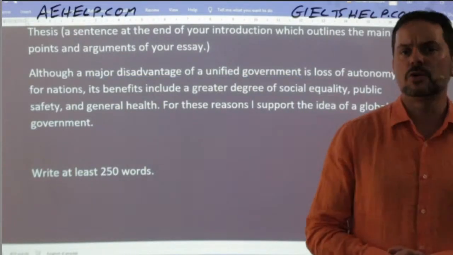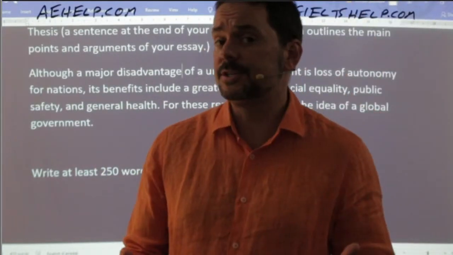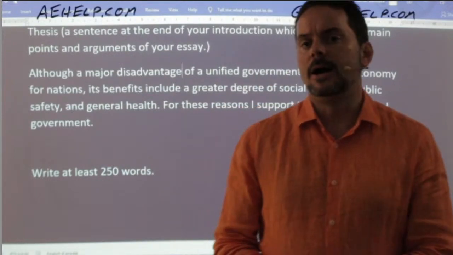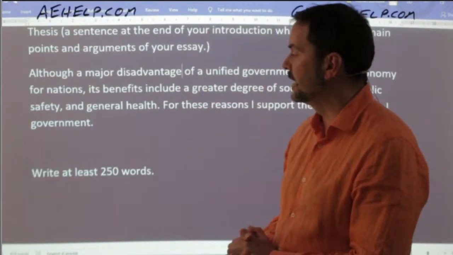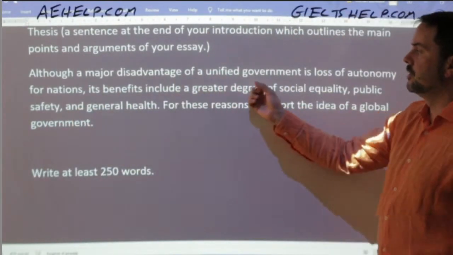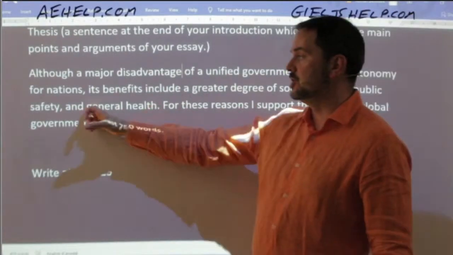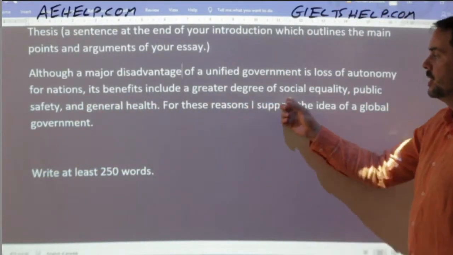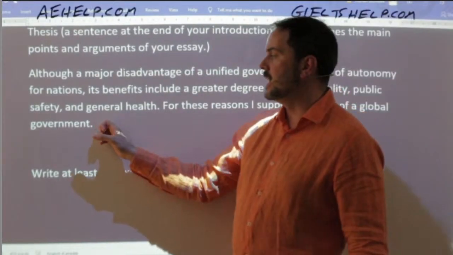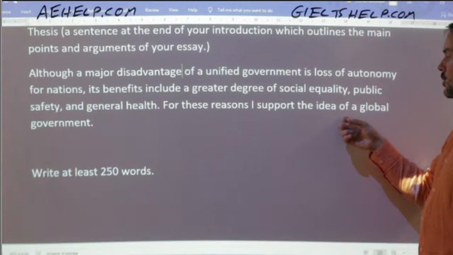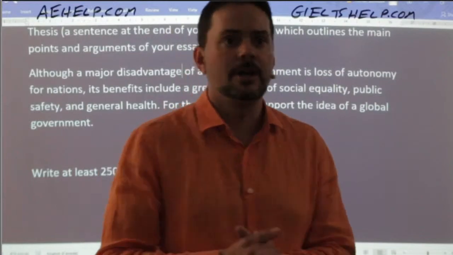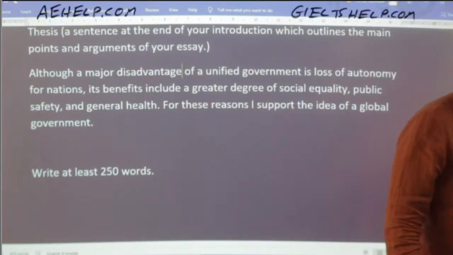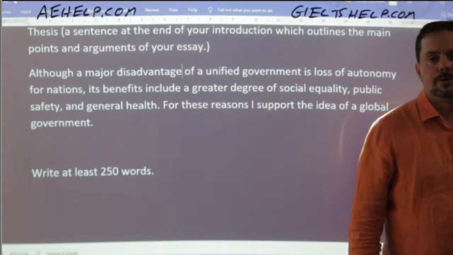Okay. So I did it in 2 sentences this time. Your thesis doesn't have to be 1 sentence, by the way. This is what I wrote, and then I'll read a few that I'm seeing coming up now in the chat, and we'll reflect. Okay, so although a major disadvantage of a unified government is loss of autonomy for nations, its benefits include a greater degree of social equality, public safety, and general health. For these reasons, I support the idea of a global government. Okay, very clear to the point. It gives a very, very distinct idea for the reader of what I'm going to write about and what is my position.